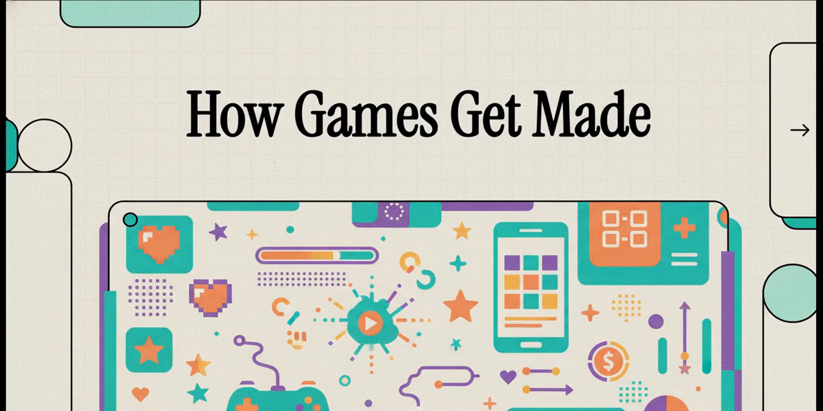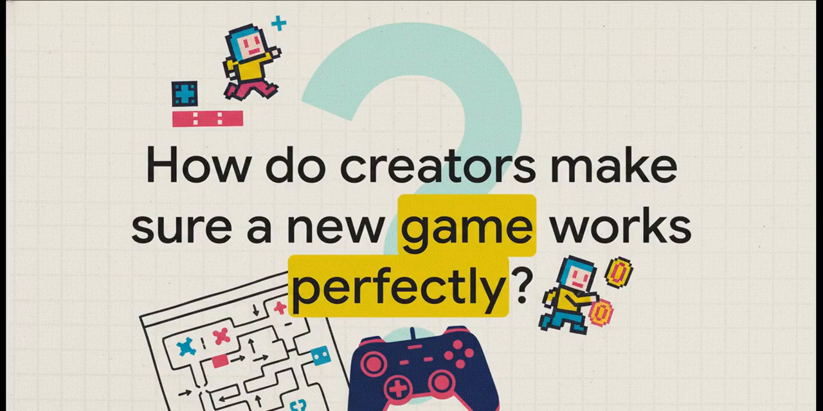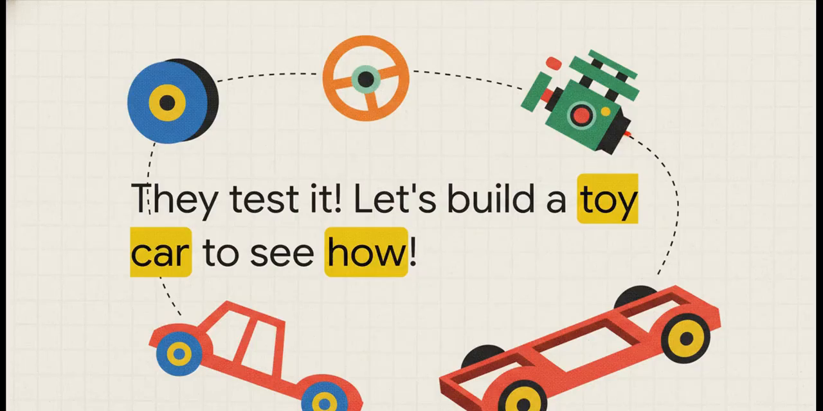Let's do this. So, have you ever been playing a new game and thought, how did they make sure this would work? Like before it even gets to you, how do the makers know every button and every level is going to be perfect? It's a really good question, right? Well, the answer is they test it a whole lot. And to show you exactly how they do it, we are going to do something really, really fun. We're going to build a toy car together right now.